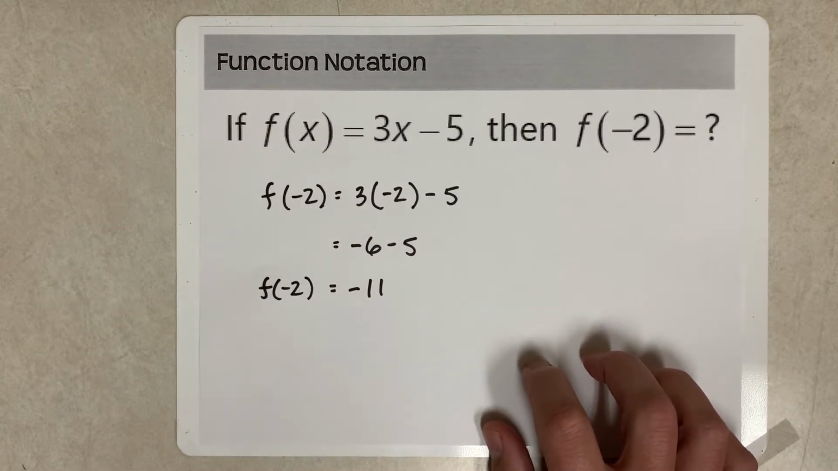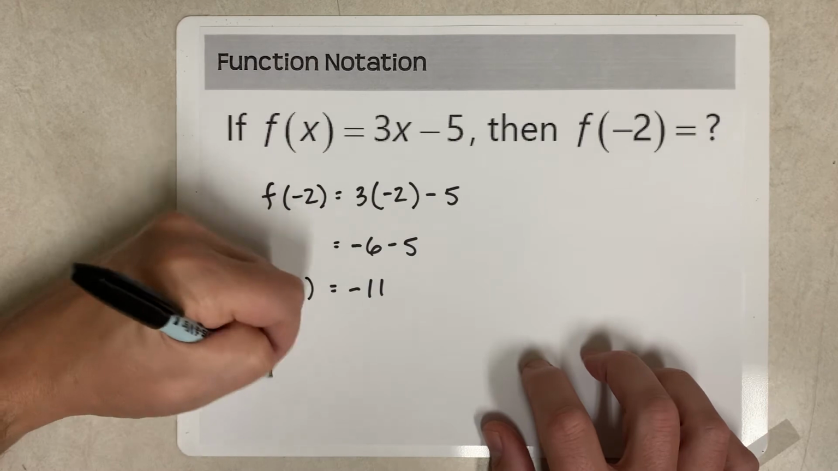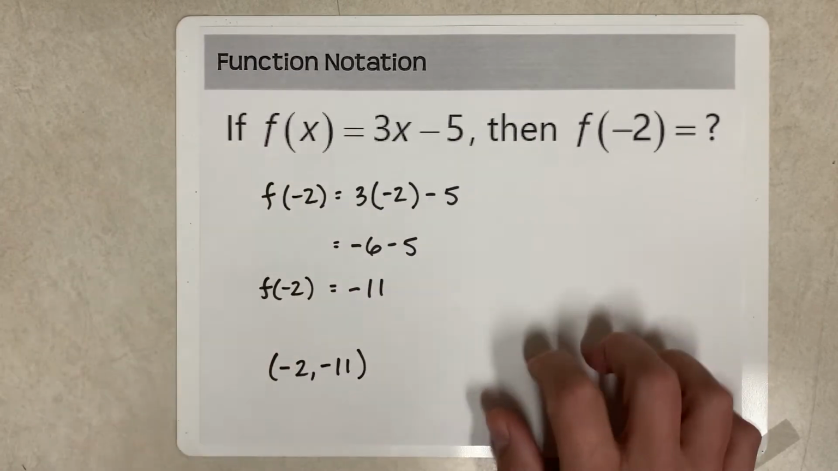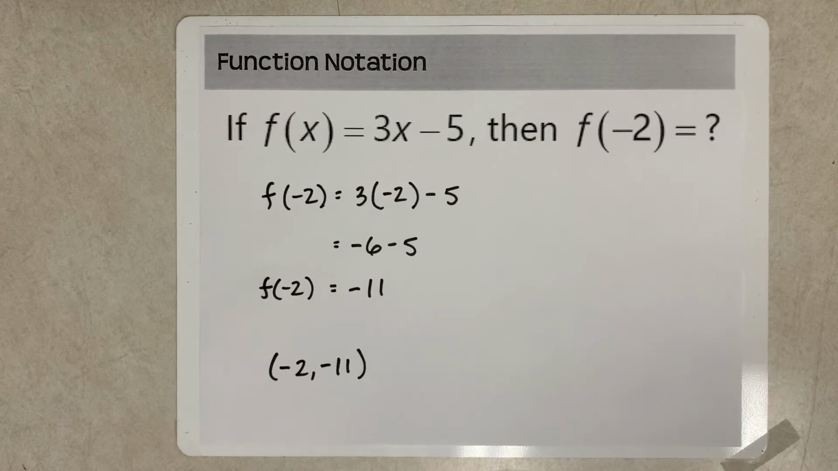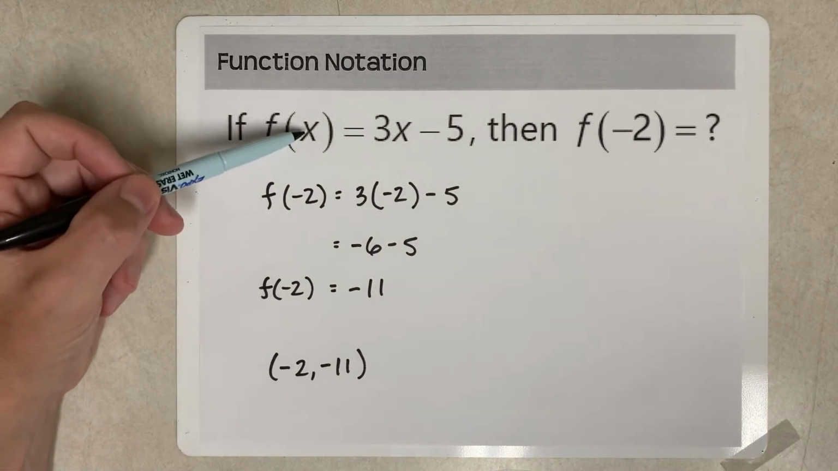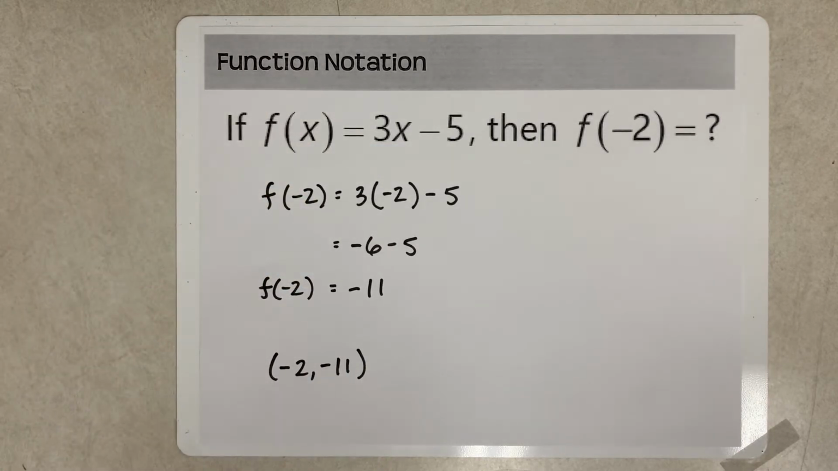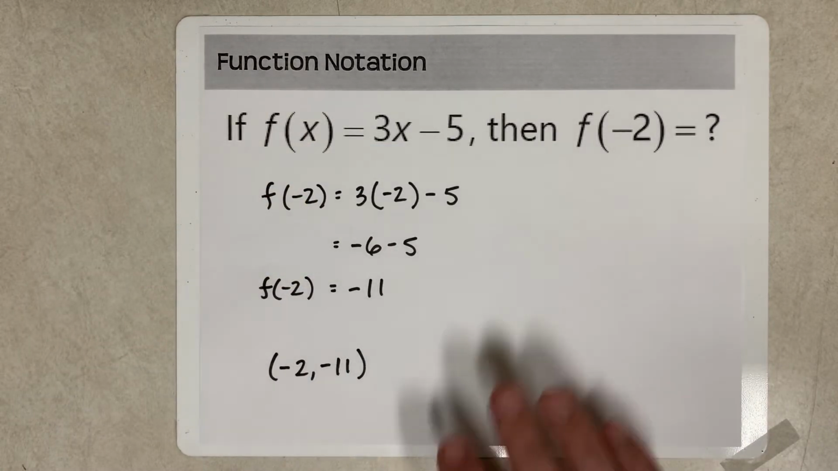So if I graph that line right there, the ordered pair (-2, -11) is going to be on that line. And so you can actually graph a line this way by plugging in a couple of values of x, putting them on a coordinate plane, and then drawing a line through them. It's easy to graph a line this way.